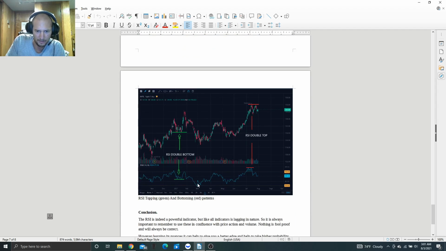So here we can see in RSI double bottom, it bounces once here, twice, and then you would buy here on this second bottom, and then of course the price does move up shortly after that.